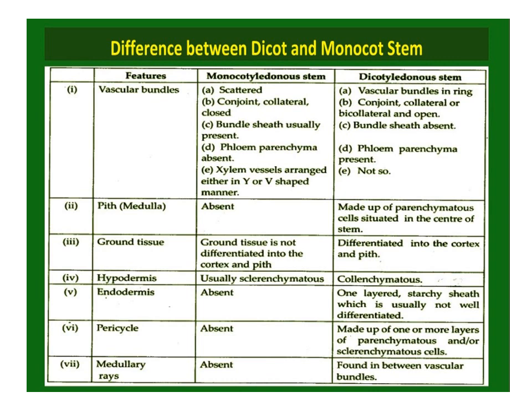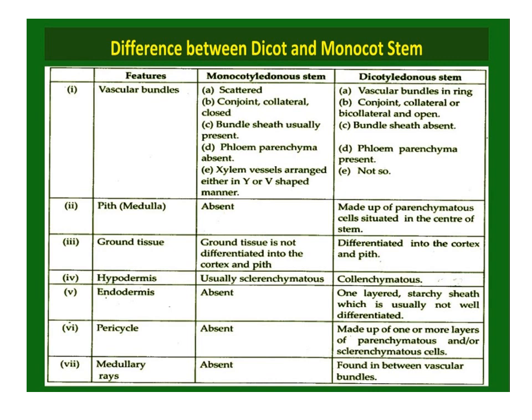Pith is absent in monocot, while in dicot it is made up of parenchymatous cells situated in the center of the stem. Ground tissue is not differentiated into cortex and pith in monocot stem, while it is differentiated into cortex and pith in dicot stem. Hypodermis is usually made up of sclerenchymatous tissue in monocot, while in dicot it is made up of collenchymatous tissue. Endodermis, pericycle and medullary rays are absent in monocot stem, while in dicot stem the endodermis is one layer, a starch sheath, which is usually not well differentiated.